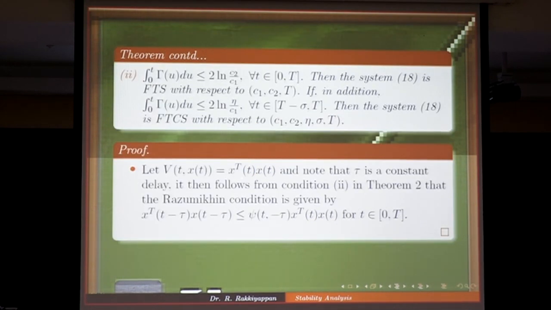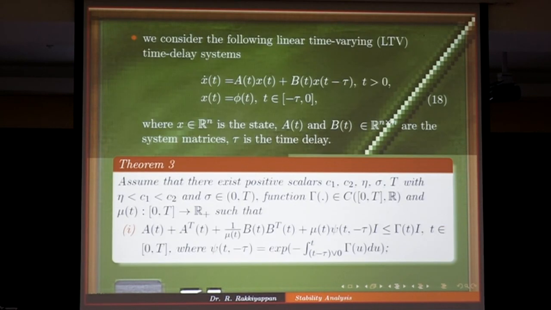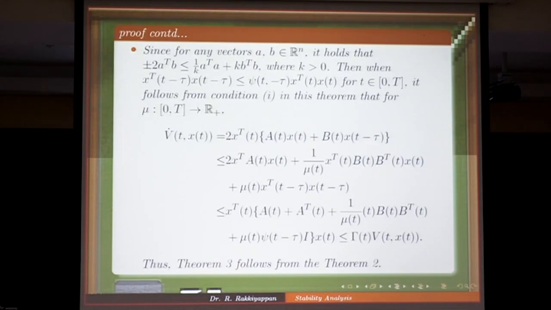So here we construct a Lyapunov function x transpose of t x of t, and we have to take the derivative of this Lyapunov function, then the derivative should be less than 0. We can attain this inequality. So it is a sufficient condition for the system to be finite time stable. Yeah. So this is the proof of the theorem.